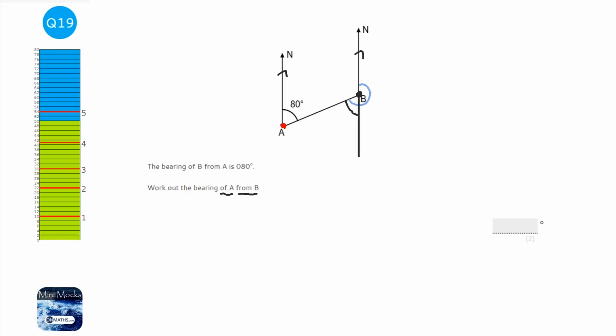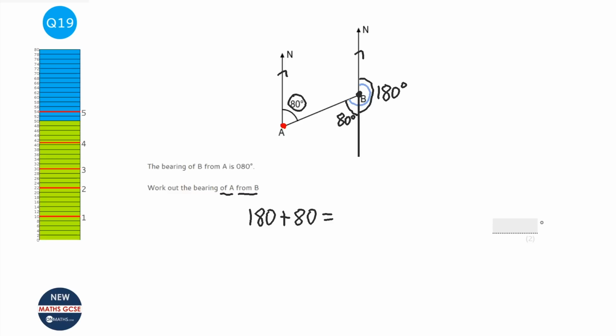This angle here will be the same as this angle here, because they're Z angles or alternate angles. So that's also going to be 80. We know this one is a straight line, so we know this is going to be 180 degrees. So all we need to do to work out the bearing is do 180 plus 80. When you add them together, you get 260. So the bearing is going to be 260.